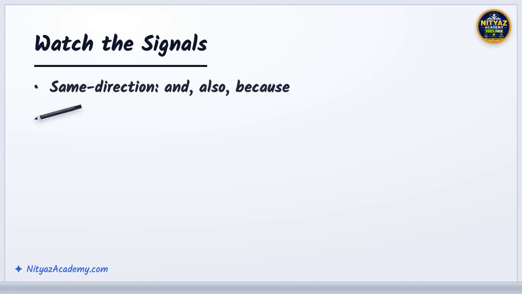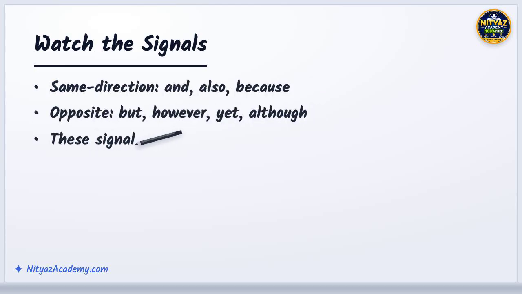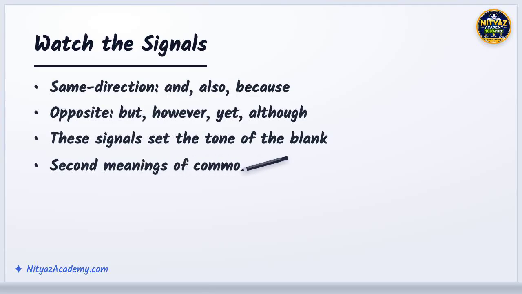Signal words steer the blank. Same direction words like and, also, and because mean the blank agrees with what's nearby. Opposite words like but, however, and although flip it. Read those signals carefully. Also watch for everyday words used in a second, less common meaning. The SAT loves testing whether you can shift a familiar word's sense to fit the sentence.